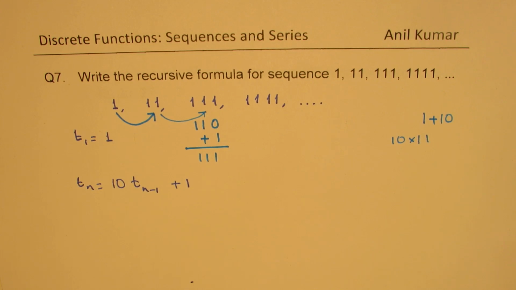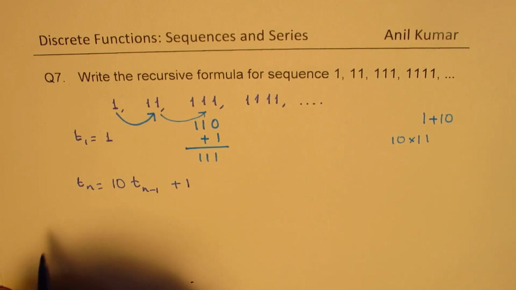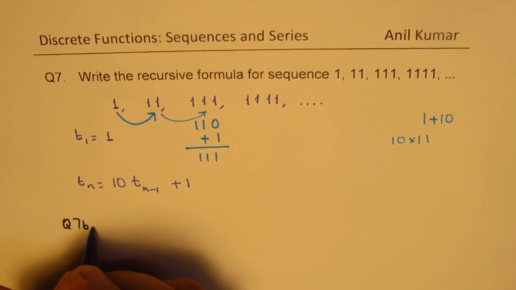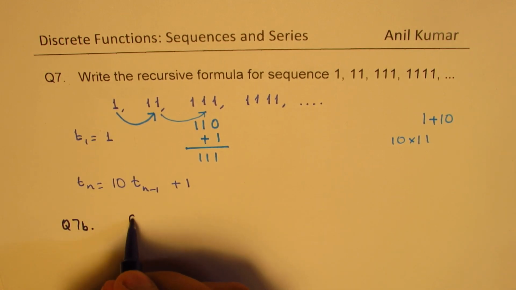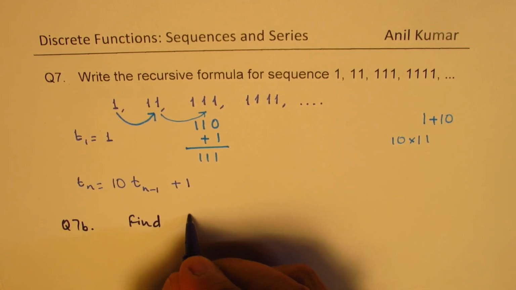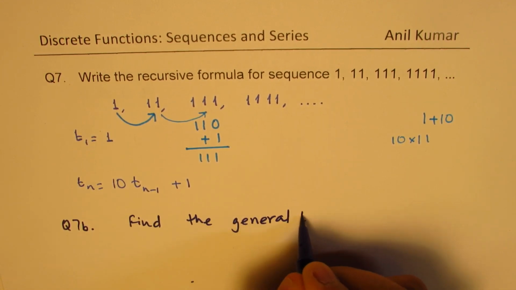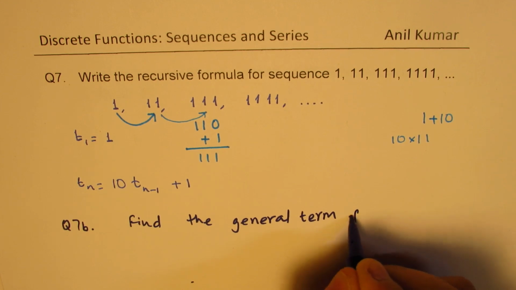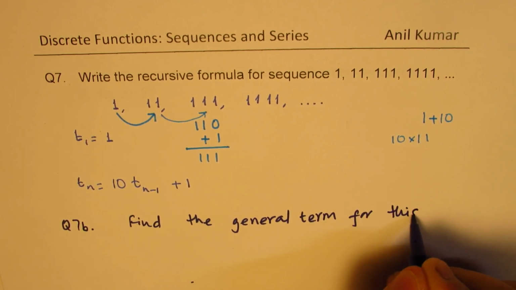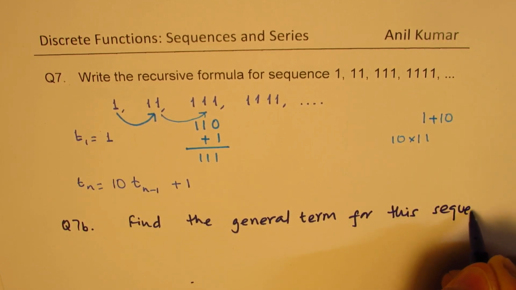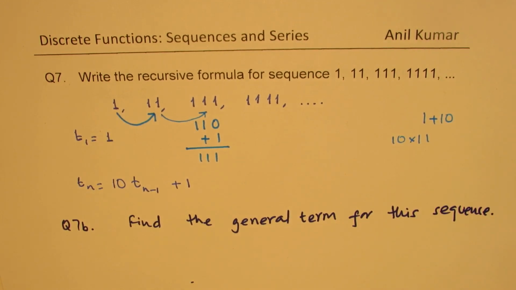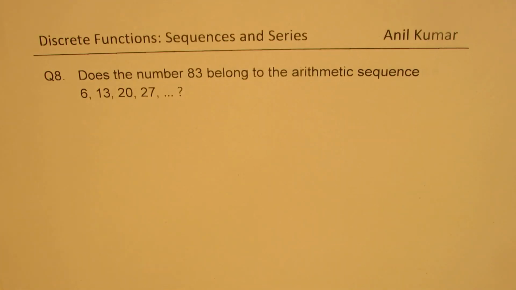Correct? Now let me add a question here for you, and we'll call this question 7b. The question for you is, find the general term for this sequence. So that becomes a question for you. A challenging question. Let's move on and take the next question now, which is question number 8.